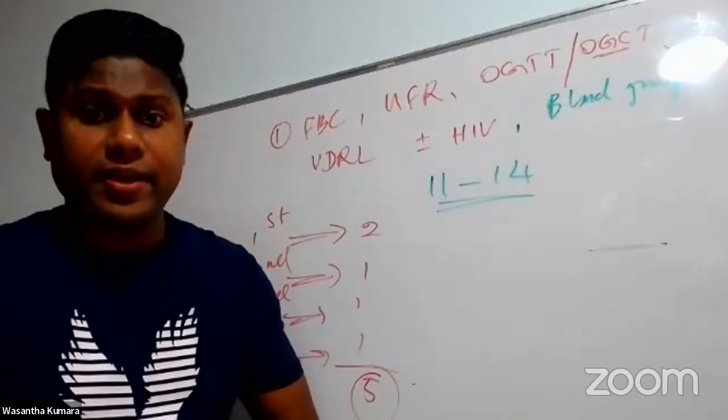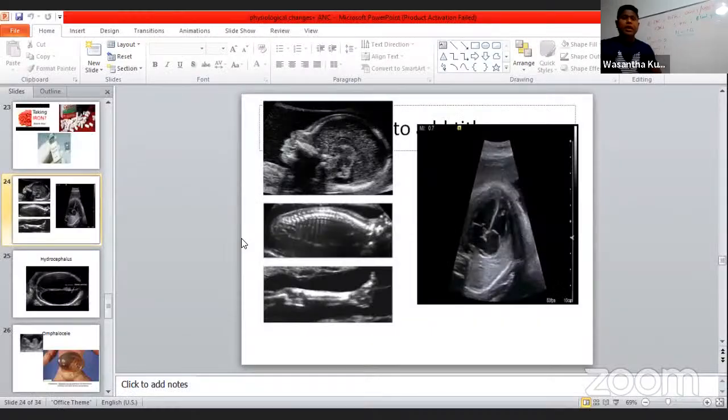Next important thing is the anomaly scan. The anomaly scan is to detect major anatomical abnormalities, major anatomical deformities, like from top to bottom, you can see the head, the brain anomalies, sometimes facial major defects, limb defects, cardiac defects, renal problems, bladder problems. All these things you can detect with the anomaly scan. What is the best time to do the anomaly scan? 18 to 22 weeks. So 18 to 22 weeks is the best time to do the anomaly scan.